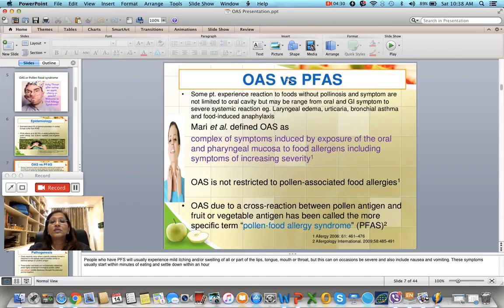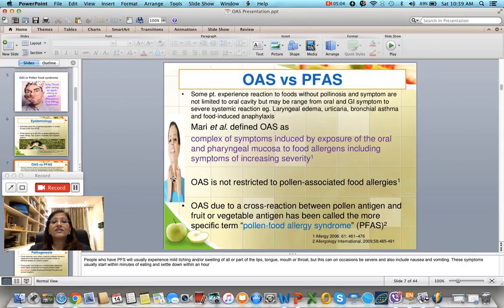So these are two terms, oral allergy syndrome and pollen food allergy syndrome. And some patients experience reactions to food without them having hay fever or being allergic to pollens. And the symptoms are not limited just to the oral cavity, but they can range from oral and GI symptoms to severe systemic reactions, for example, laryngeal edema, urticaria, bronchial asthma, and food-induced anaphylaxis.